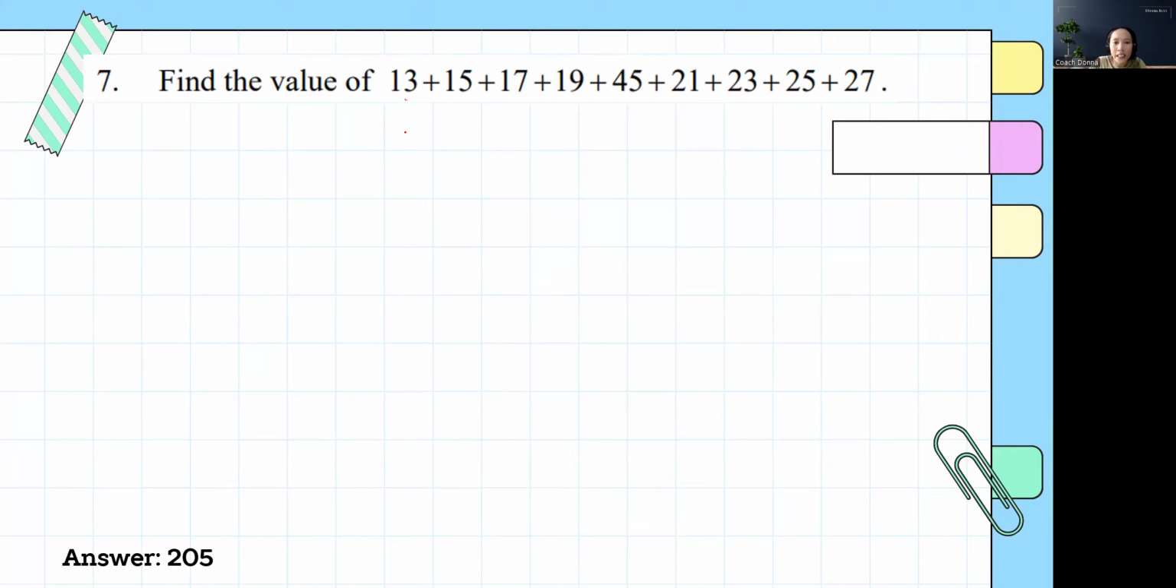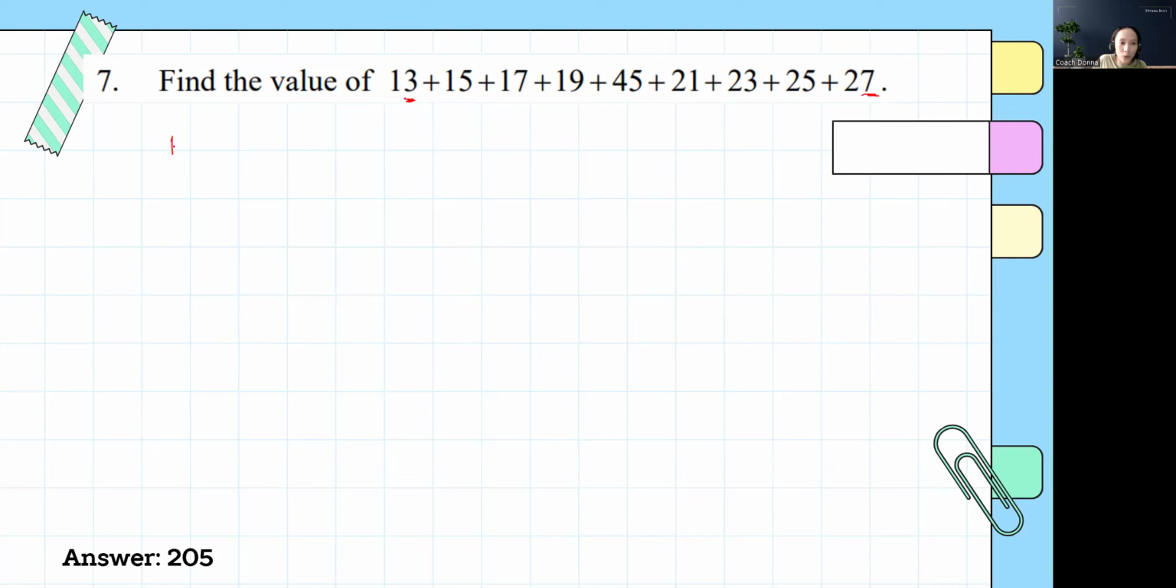Okay, let's see. So we have here, the technique would be adding numbers that end in digits that sum up to 10. Okay, let's do that step by step. So we have here a number ending in 3. We have here a number ending in 7. We could add them up so that we could get a number ending in 0 because 3 plus 7 is 10, right?